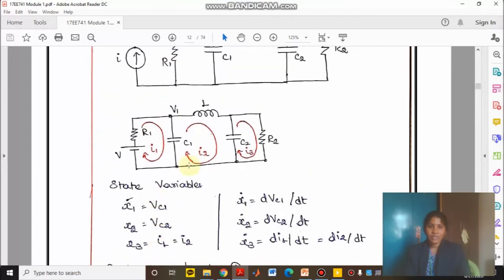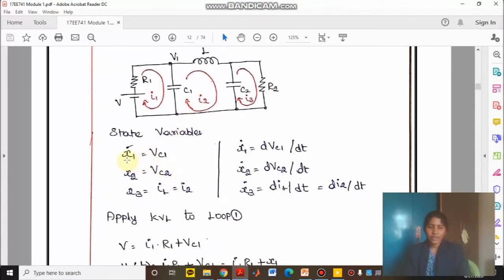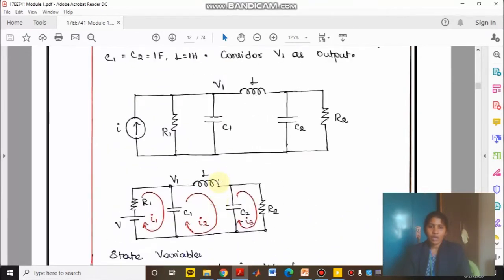If it is a capacitor, as I told earlier, it is going to be the voltage. So I can consider X1 equal to VC1, X2 equal to VC2, and X3. The third state variable is the inductor, so I can consider it as IL, the current through the inductor. What is the current through the inductor according to this? So I'm going to apply the loop equation.